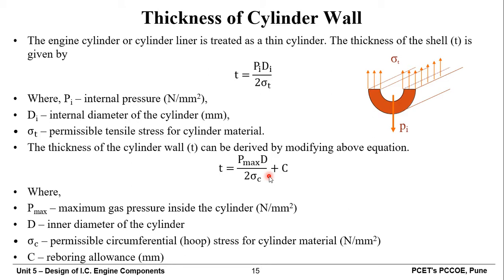Permissible tangential or circumferential or hoop stress for cylinder material, plus c. This additional term we add as a reboring allowance. As we know, the piston is continuously reciprocating inside the cylinder, and because of that there is a rubbing action.